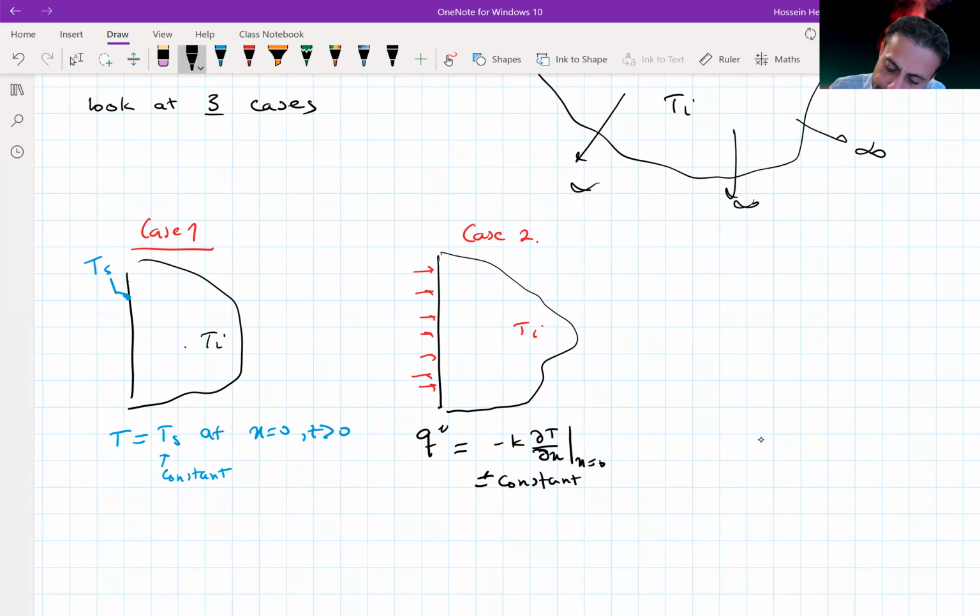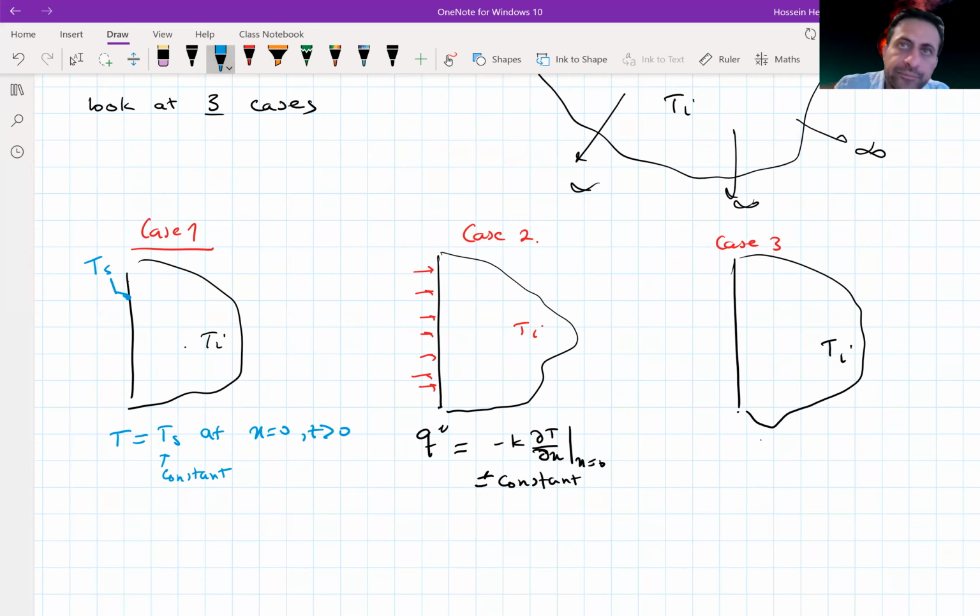And the third scenario, case 3, is when we have this solid initially at Ti, and we have convection happening. So there is a change of the environment. Let's say initially it is at equilibrium with whatever fluid is surrounding it, and then we start flowing some other fluid at T infinity and h. Then we would have convective heat transfer to the solid, and then conduction inside the solid.